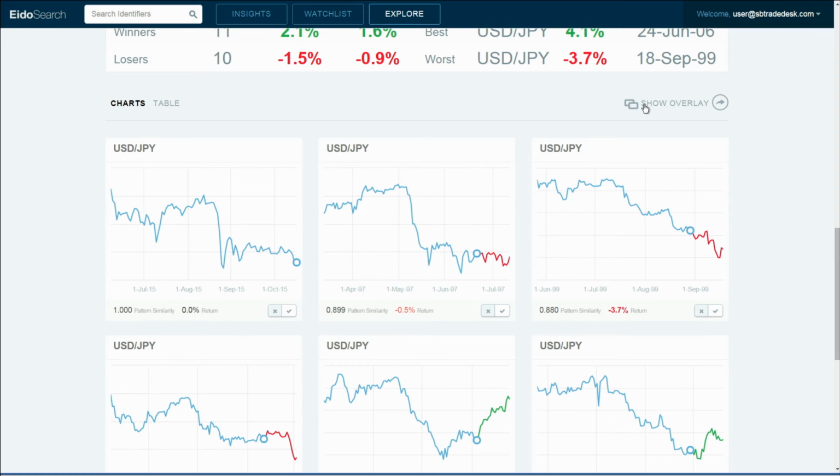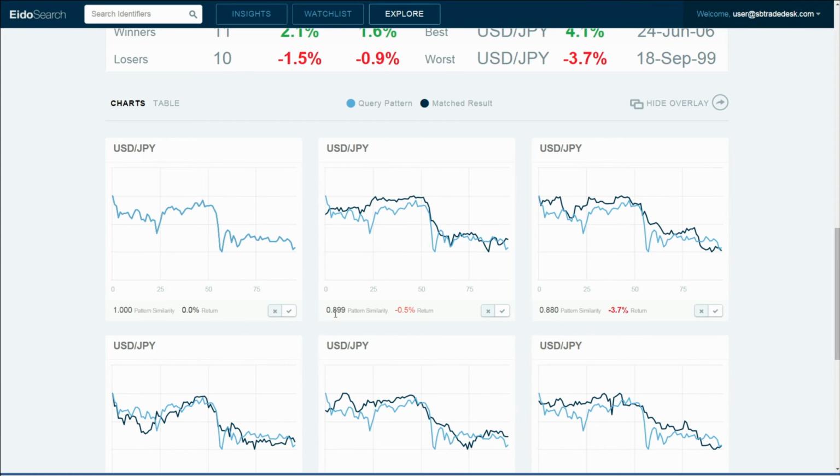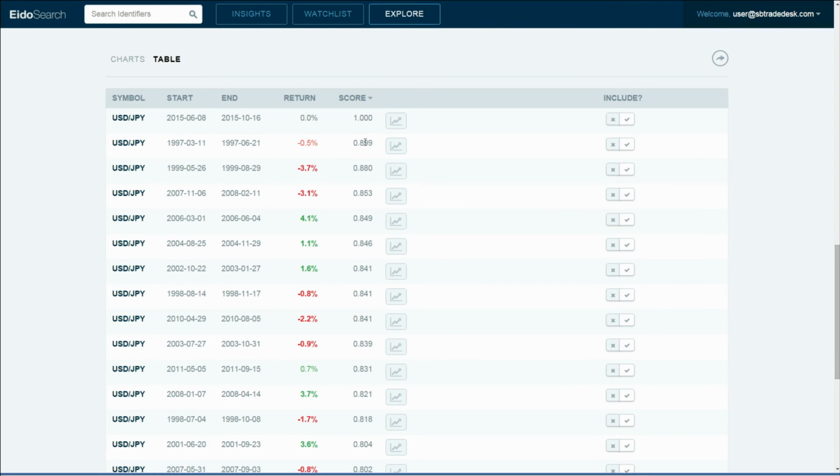We've got the overlay here. The closest match pattern is 0.899. You can see the overlay, and let's see when that was. So that closest match pattern of 0.899 was actually in 1997. So it was the 3 months from basically March 11th to June 21st. Okay, and our query pattern is June 8th to October 16th, right? Today is the 19th, so I'm going to Friday's price action. Today's a Monday.